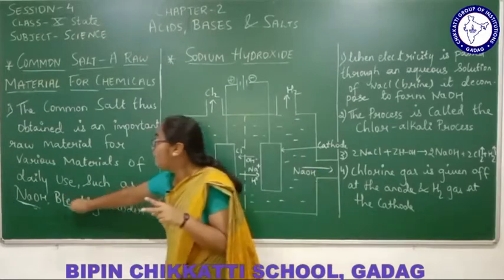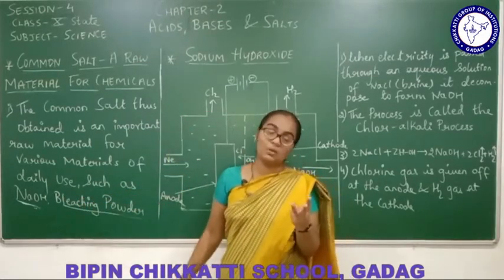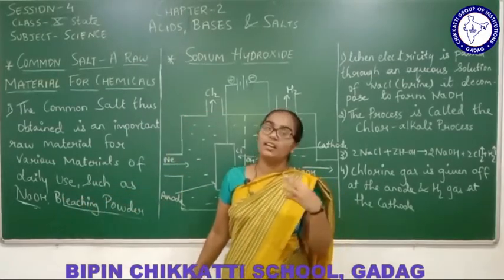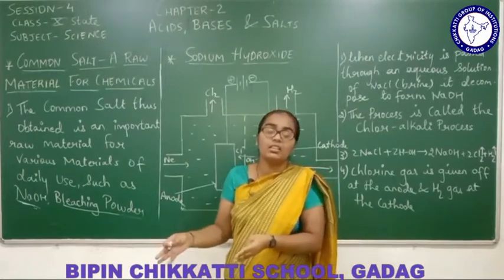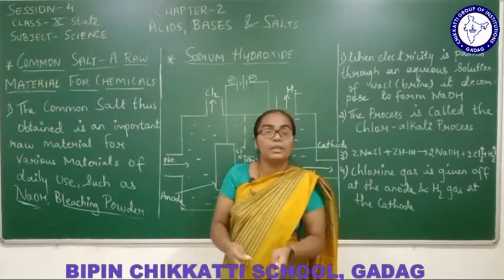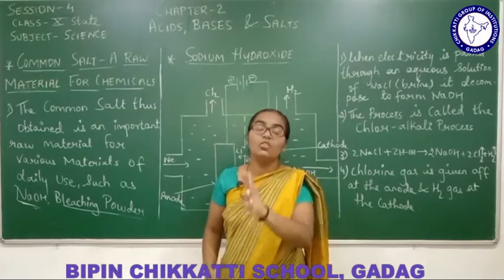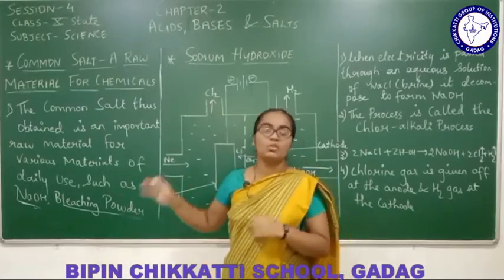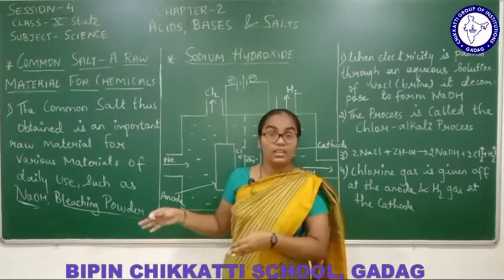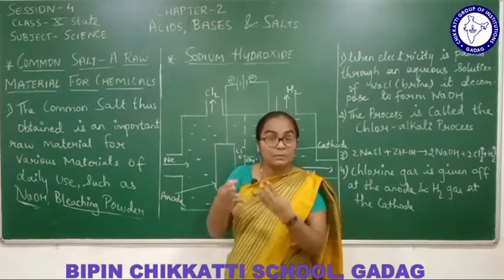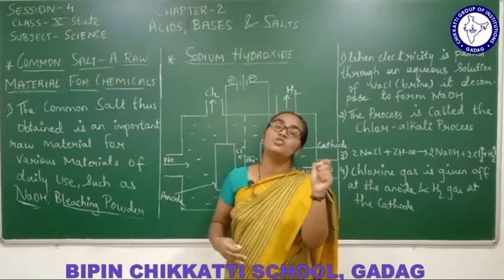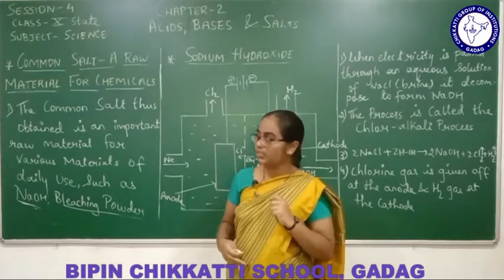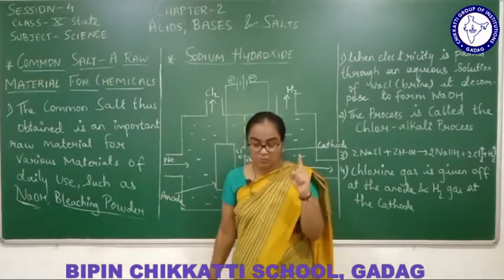The second one is bleaching powder, washing powder, right? All these things can be obtained by using NaCl as a raw material. Understanding my point? These are very important. Bleaching powder, washing powder, then baking powder, right? These can be obtained when NaCl is used as a raw material. Okay, so that is the first more important point.